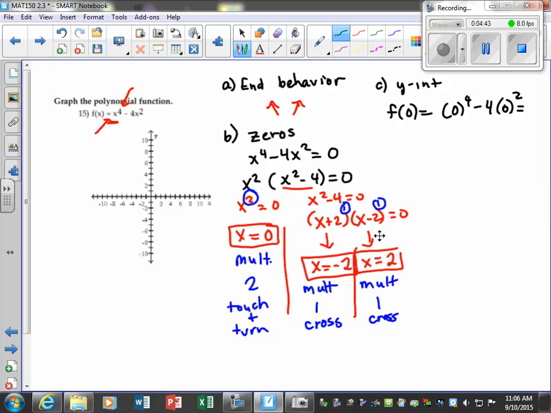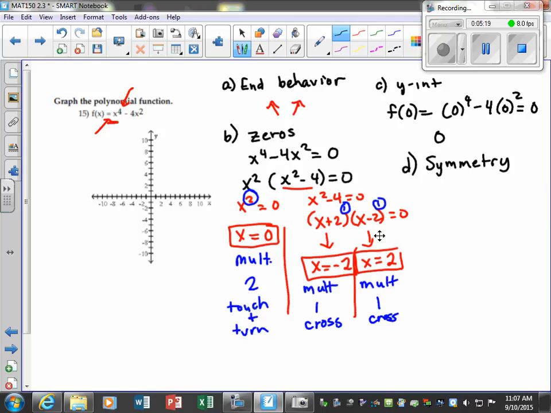Which is just 0. So our y-intercept is at 0. Which, if you wanted to be precise, the ordered pair would be 0, 0. Okay. D, let's talk about symmetry. We mentioned symmetry before, not in this particular lesson, but in a previous lesson in this course. And this is just for us to have a better idea of how this graph looks.